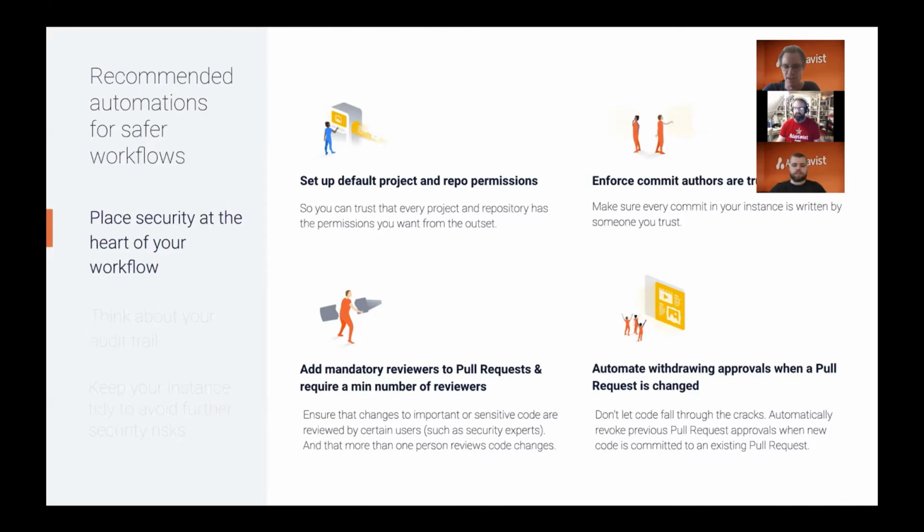And finally, when thinking about security, you can also set up the automatic withdrawal of approvals when a pull request has changed. This makes sure, for example, that no code creeps in through the cracks. If a pull request gets changed because some comments mean that code needs to change and you commit to it, the reviewers that originally approved that pull request have their approvals withdrawn.